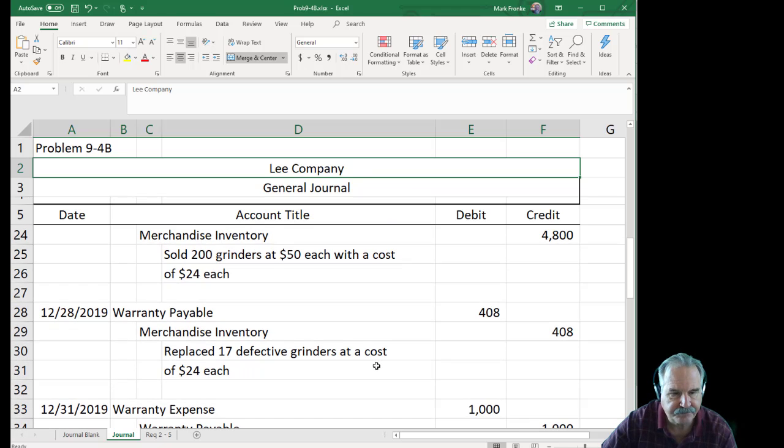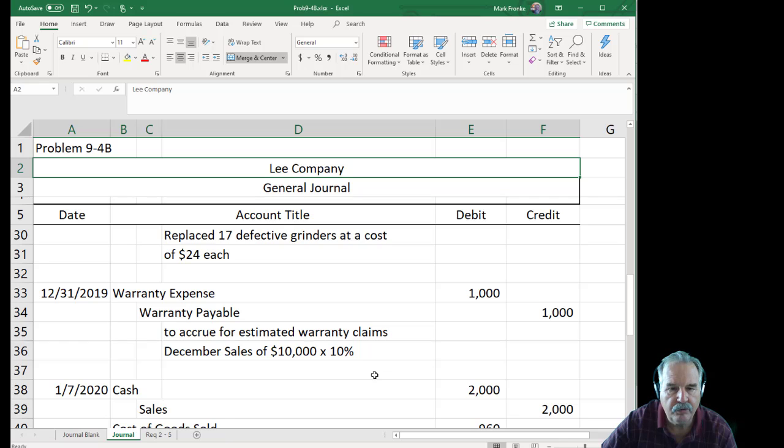Then we need to accrue for the sales that were made in December. That was $10,000 in sales. At 10% is debit to warranty expense for $1,000 and credit warranty payable. We're beefing up the warranty for the units that we sold in December.